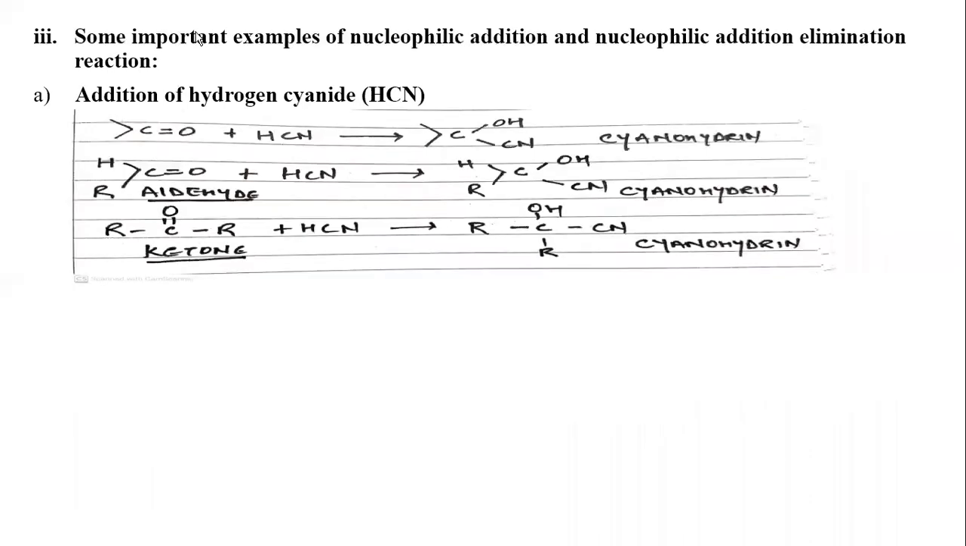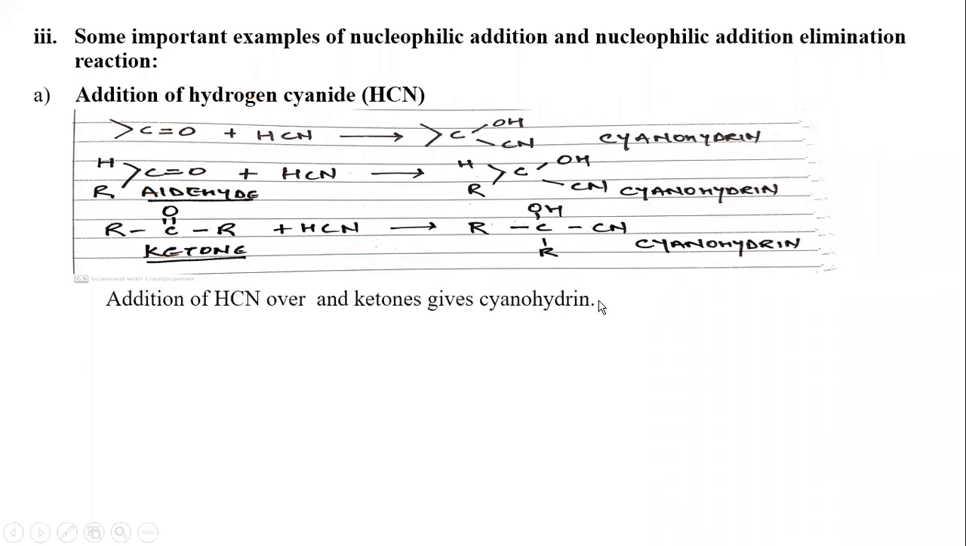Some important examples of nucleophilic addition reactions are the addition of hydrogen cyanide. The carbonyl group is polar in nature and we know the nucleophile attacks the carbon and the proton attacks the oxygen. When aldehydes or ketones react with hydrogen cyanide, they give an addition product called cyanohydrin.